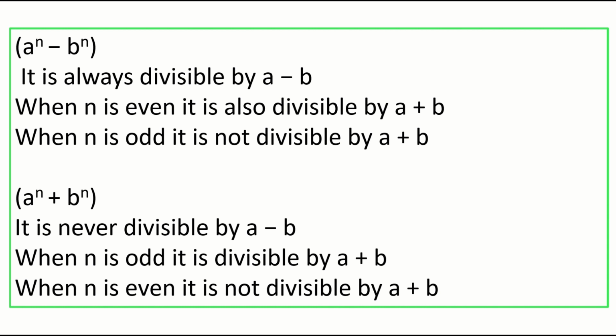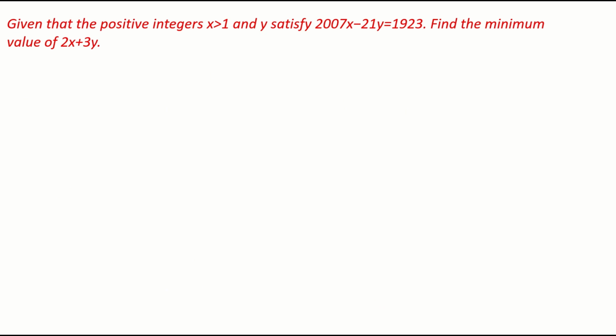Okay, next question. Given that positive integers x greater than 1 and y satisfy 2007x minus 21y equal to 1923. Find the minimum value of 2x plus 3y.